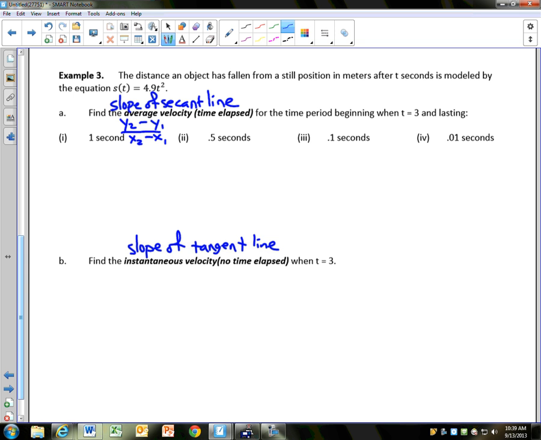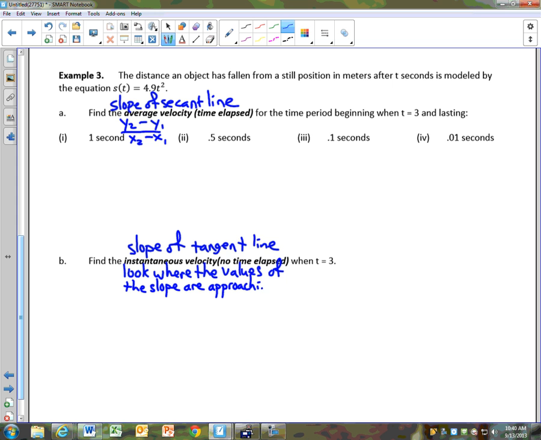Our method has been to look where the values of the slope are approaching. So this is a part that confuses a lot of people, and I understand that sometimes reading a problem and discerning the information is difficult, but you really do need to follow this example when you get to your book.